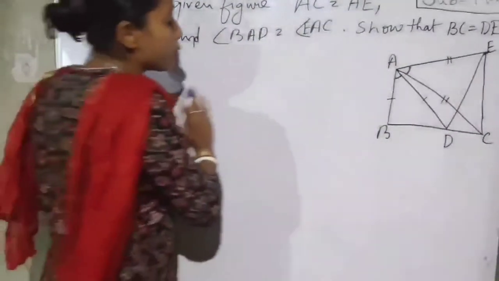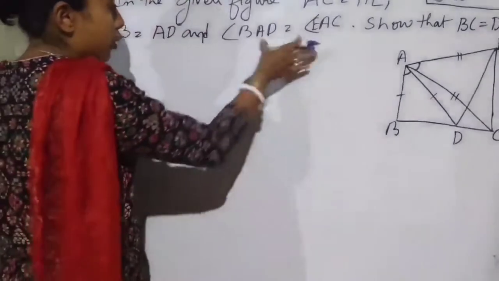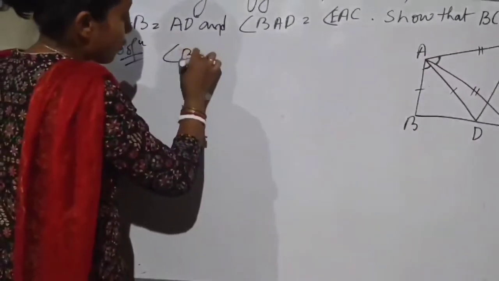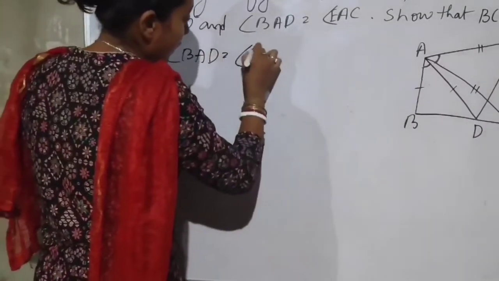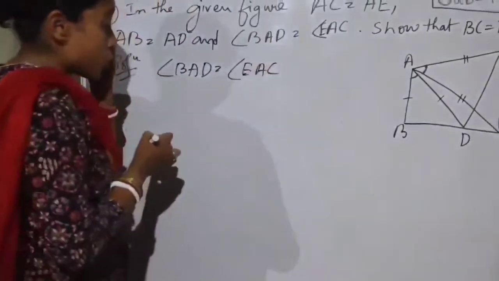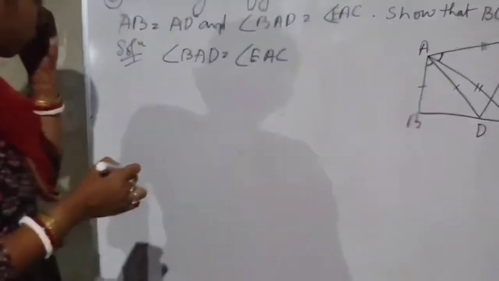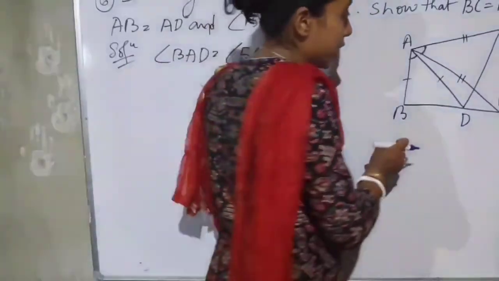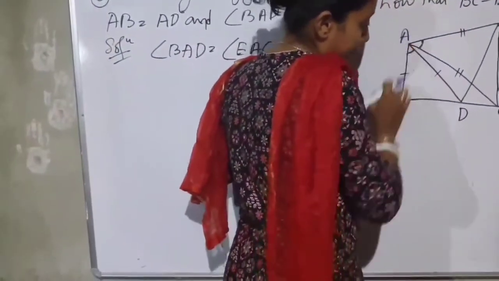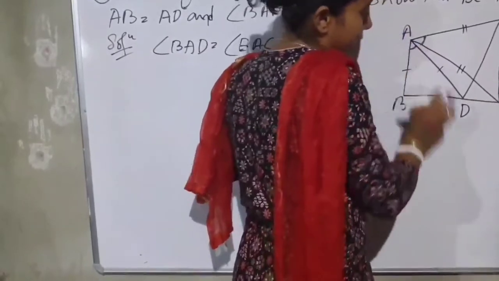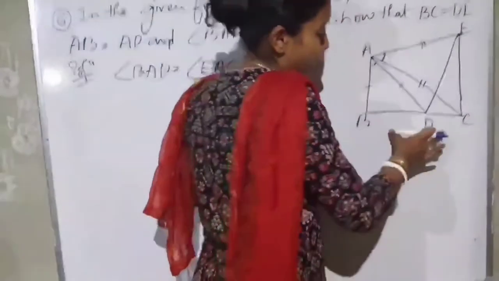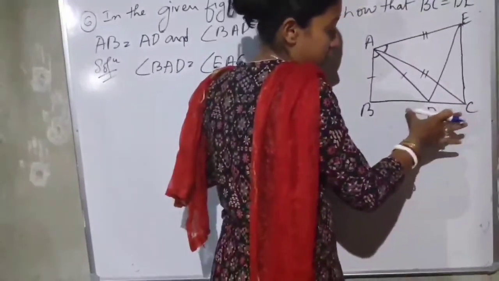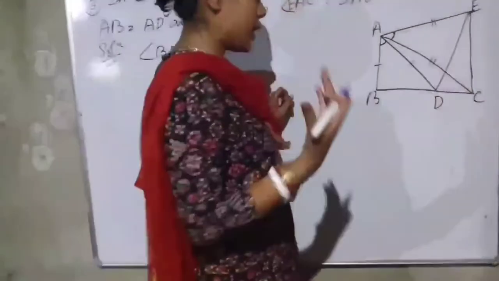To do this, first of all, this angle is given equal to us: angle BAD equals angle EAC. To prove BC equals DE, we need these two triangles, triangle ABC and triangle ADE. If we prove these two triangles are congruent, then we can say that BC will be equal to DE.